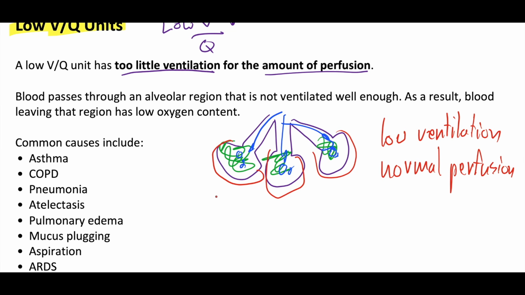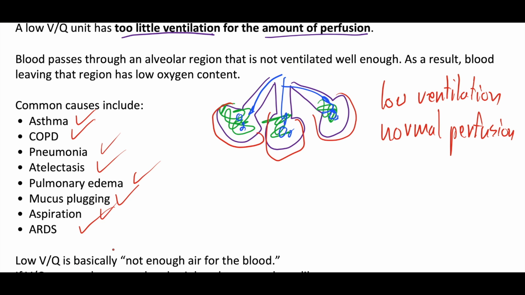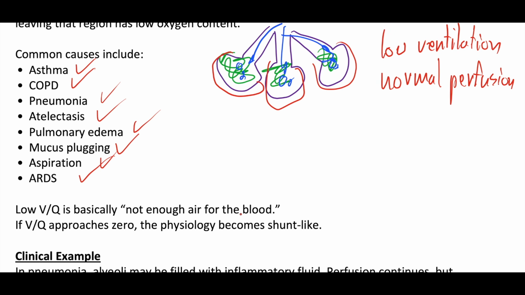And you'll see this in anything that causes inability to ventilate those alveoli. Asthma, because your bronchioles are constricted so you can't get gas to the alveoli. COPD, pneumonia, atelectasis, pulmonary edema, mucus plugging, aspiration, ARDS. All of these things affect the alveoli and do not allow those alveoli to get gas into them, but they're still getting perfusion. They're still getting blood flow. So you have a low VQ match. This is basically that there's not enough air for the amount of blood.